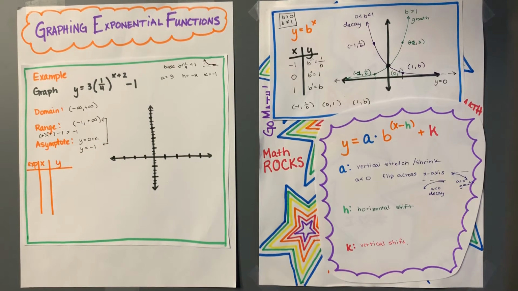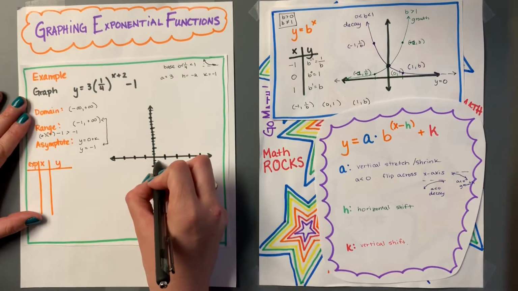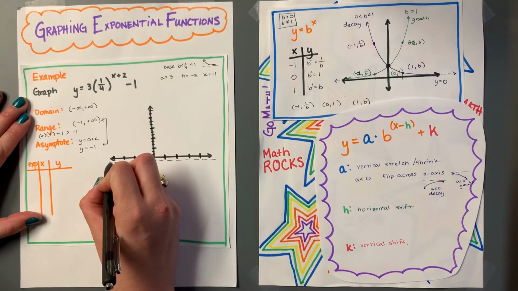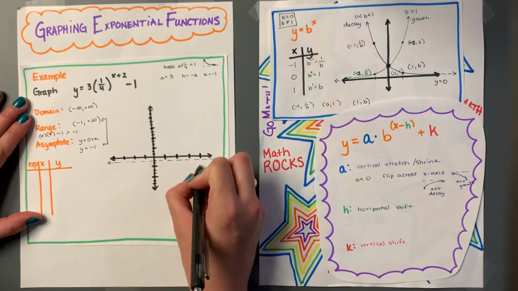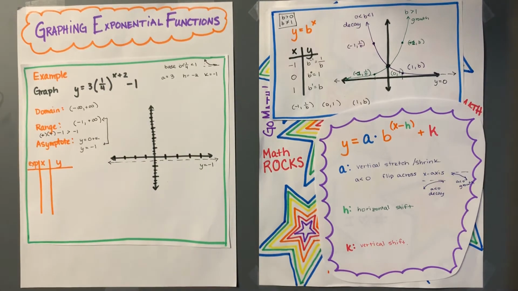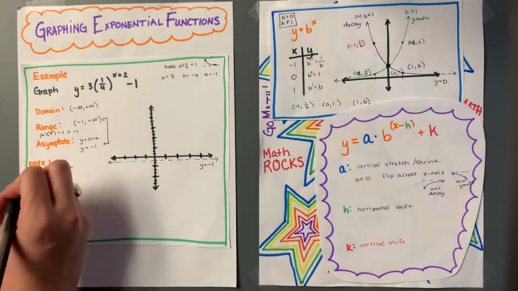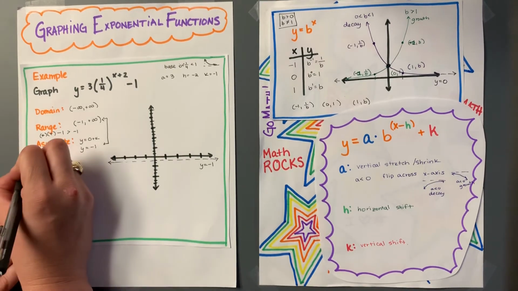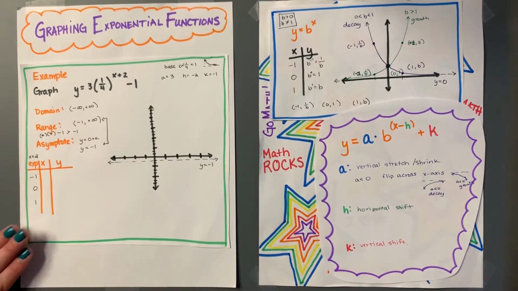All right, so graphing this. I'm going to graph my horizontal asymptote. It's always the first thing I need to do. And this is y is equal to -1. Okay, so then I'm going to work through my exponent. I want my exponent to be -1, 0, and 1. And my exponent is the expression x plus 2.